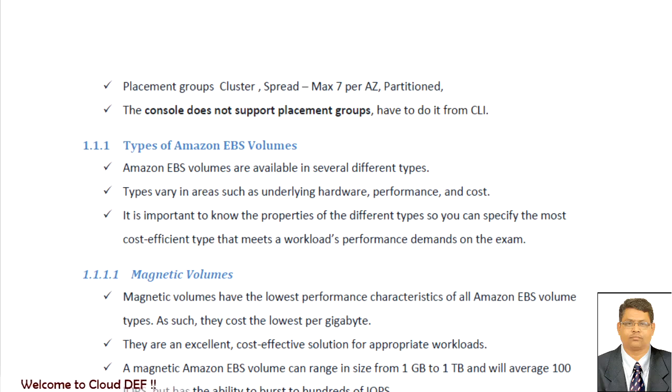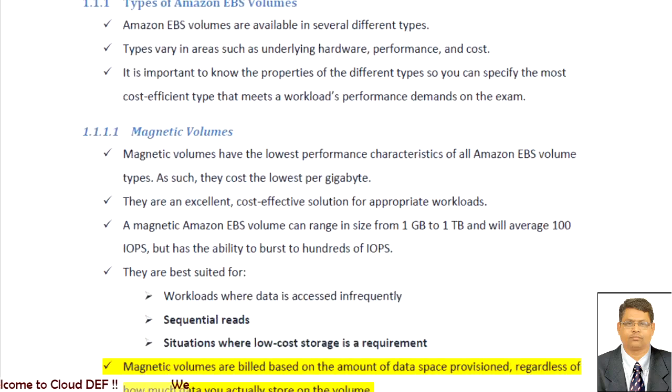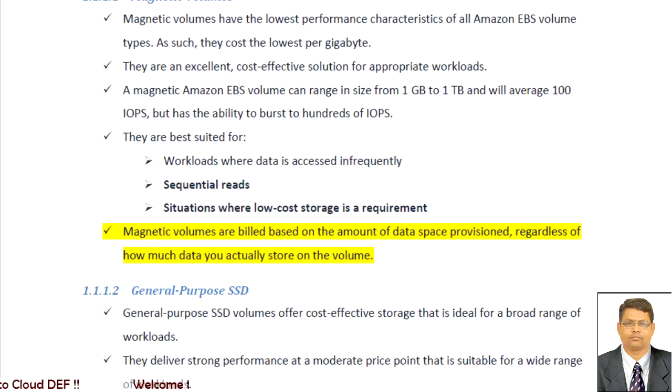1.1.1.1 Magnetic volumes. Magnetic volumes have the lowest performance characteristics of all Amazon EBS volume types. As such, they cost the lowest per gigabyte. They are an excellent, cost-effective solution for appropriate workloads. A magnetic Amazon EBS volume can range in size from 1 GB to 1 TB and will average 100 IOPS, but has the ability to burst to hundreds of IOPS.